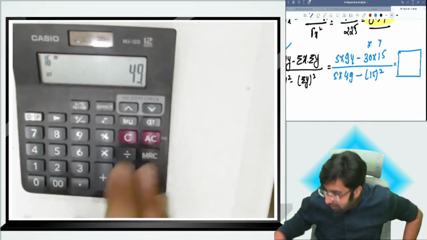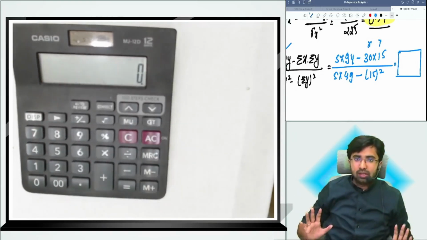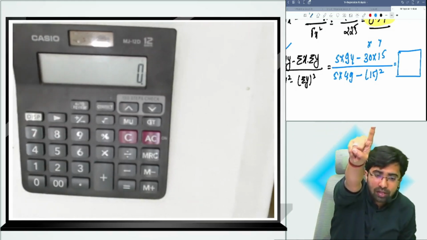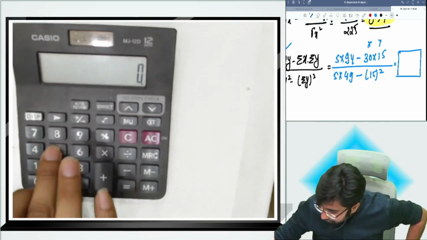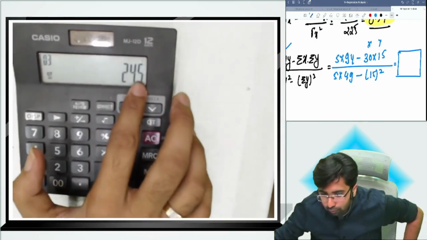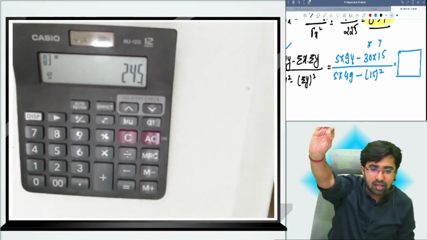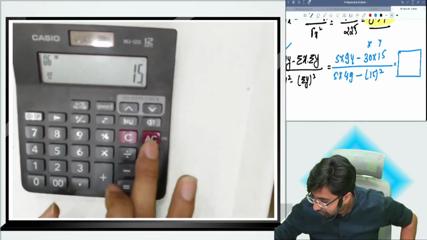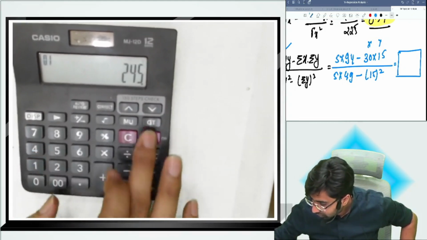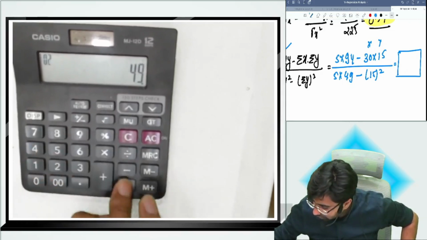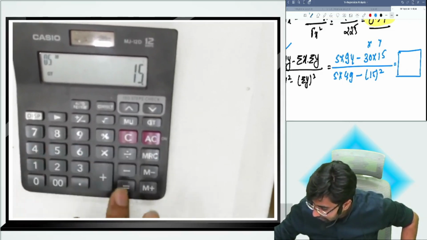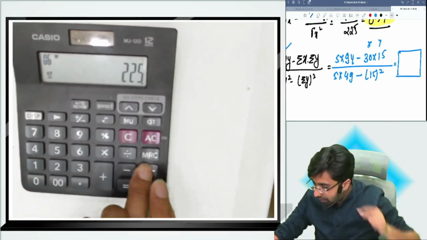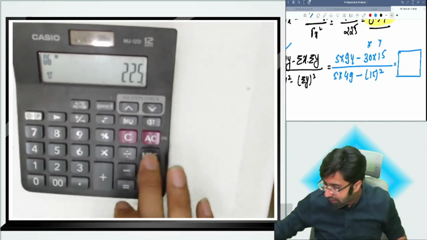Whenever you want to solve this kind of equation, always solve the denominator part first. Okay? Always solve the denominator part first. Let's do this. 5 into 49 equal to 245, M plus. Now 15 into 15 is equal to 225. Should I press M plus or M minus? M minus. I want the net resultant, MRC.